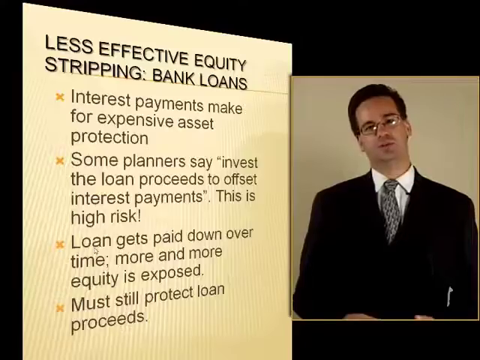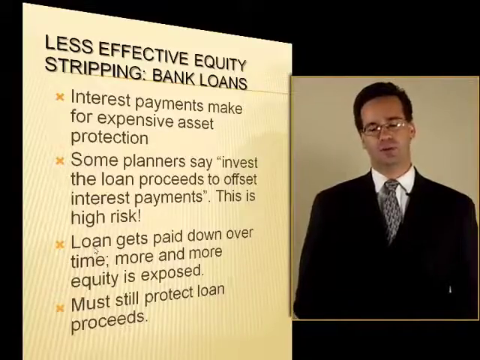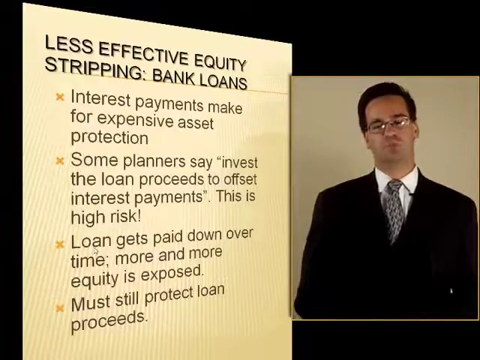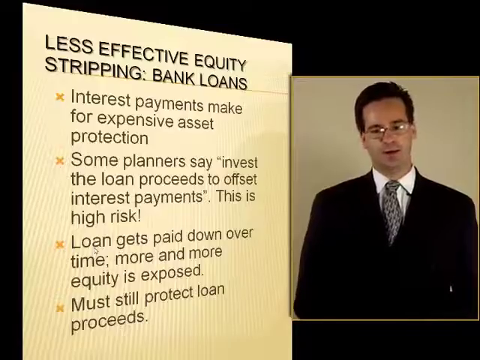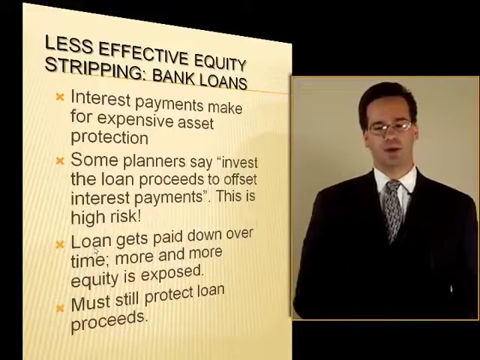Another thing is when you do a conventional bank loan, your loan gets paid down over time. Gradually that loan gets paid off, which means more and more equity is exposed and that asset becomes more and more valuable to the creditor. And so there is a better way to equity strip.